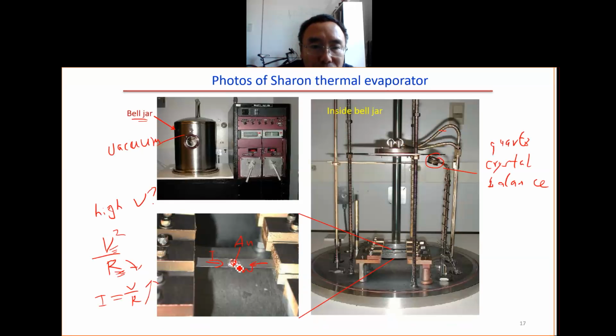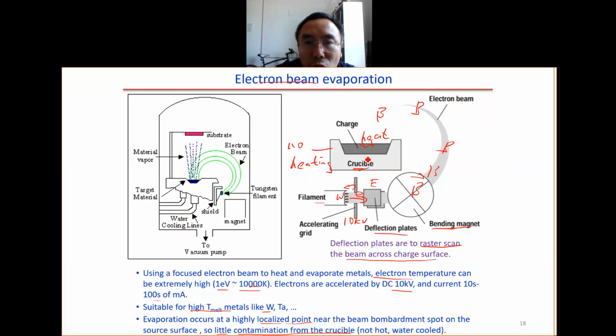For the thermal evaporation, if we have a lot of junk here, they all come to the wafer surface because everywhere here is very hot. This way you get more contamination. But here, it localizes the heating, so less contamination. The crucible is not heated, so less contamination.